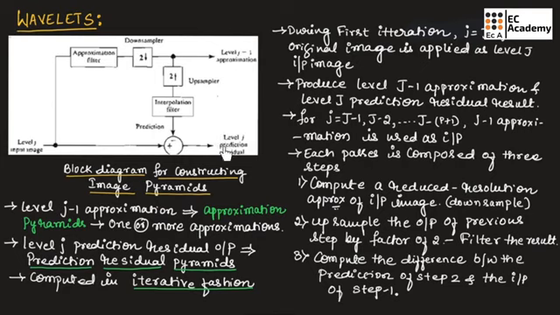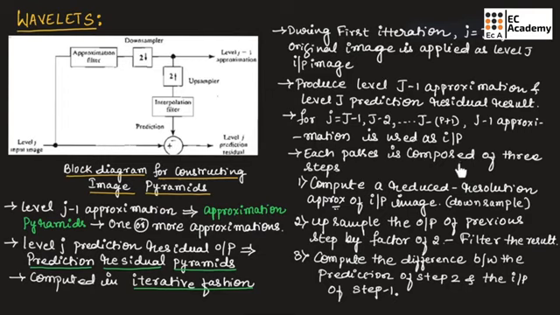The approximation and prediction residual pyramids are computed by iterative functions as shown in this figure. A P+1 level pyramid is built by executing the operation in the block diagram P times. During the first iteration, the original image is applied as the level j input image. This will produce the level j-1 approximation and level j prediction residual. For the next iteration, the previous level j-1 approximation output is used as the input to produce the next approximation.